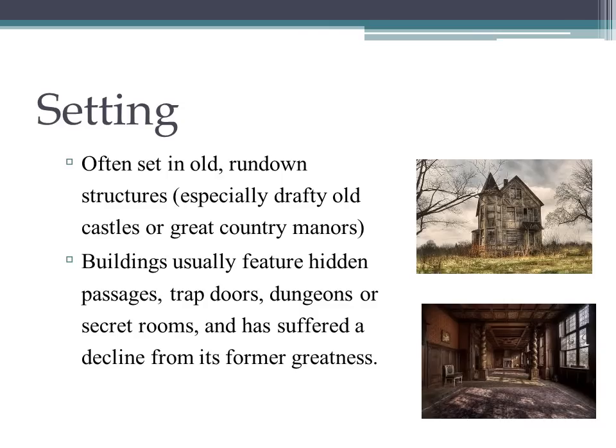In Gothic fiction, setting is extremely important. It is often set in an old, rundown structure, especially old castles and great country manors. The buildings usually feature hidden passages, trapdoors, dungeons, secret rooms, and it is usually no longer a fabulous place, but has declined, and it's more of a drafty old house that is never warm.